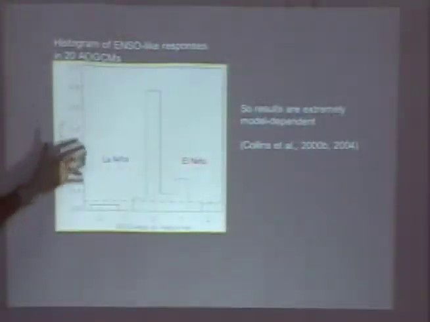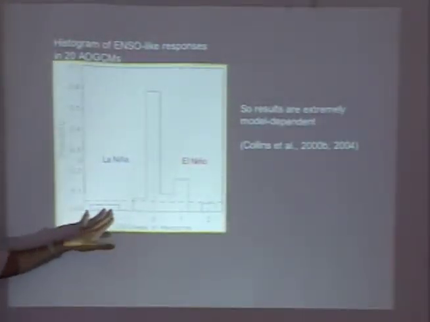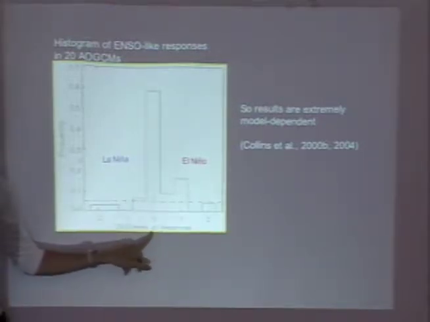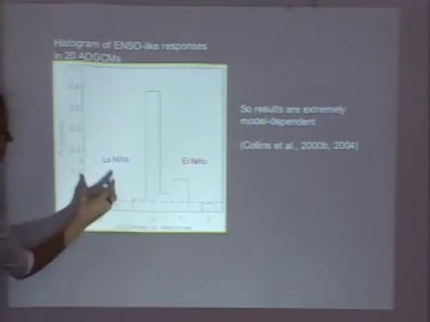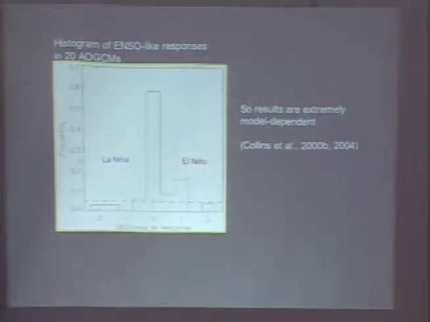Here's that promised result from the 20 GCM runs forced by greenhouse warming. And basically, here's the histogram of ENSO-ness of response. That's a new term, ENSO-ness. So on the left here would be a La Nina-like response in the model. On the right would be El Nino-like response.